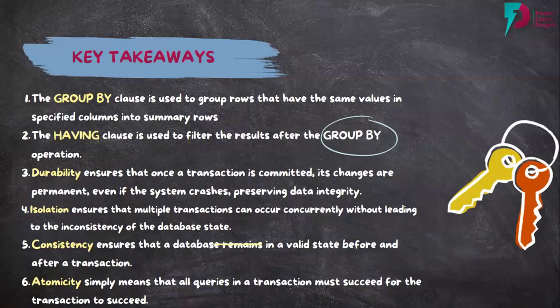Point 3, durability ensures that once a transaction is committed, its changes are permanent, even if the system crashes, preserving data integrity. Point 4, isolation ensures that multiple transactions can occur concurrently without leading to the inconsistency of the database state. Point 5, consistency ensures that a database remains in a valid state before and after a transaction. Point 6, atomicity simply means that all queries in a transaction must succeed for the transaction to succeed.